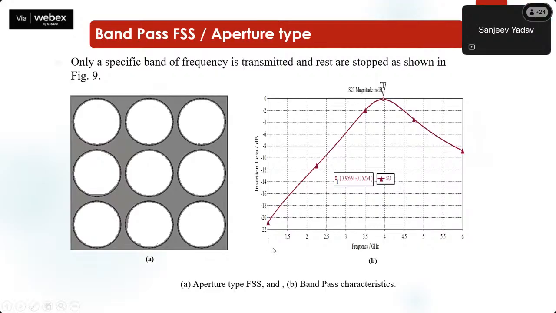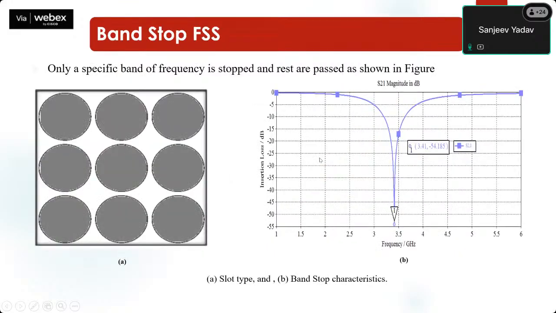Here you can see that in the band pass structure, the gray part is the metallic part, as well as there is the white part, that is the hollow part. So only a specified band is transmitted, and all the other bands are being stopped. Similarly, for the band stop filter, you can see that only this band, 3.41 gigahertz, is being passed, and the other bands are being stopped.